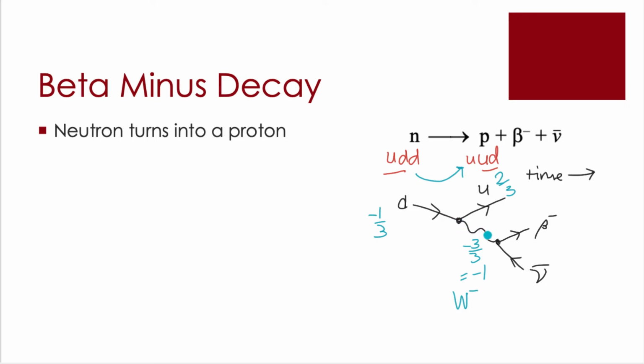So this wavy line here, the boson that's given off when a down quark turns into an up quark will be W minus. Let me just show you. W minus with a charge of minus 1. Here's my vertex. Afterwards, still charge of minus 1, and this has a charge of 0. So my charge is still conserved.